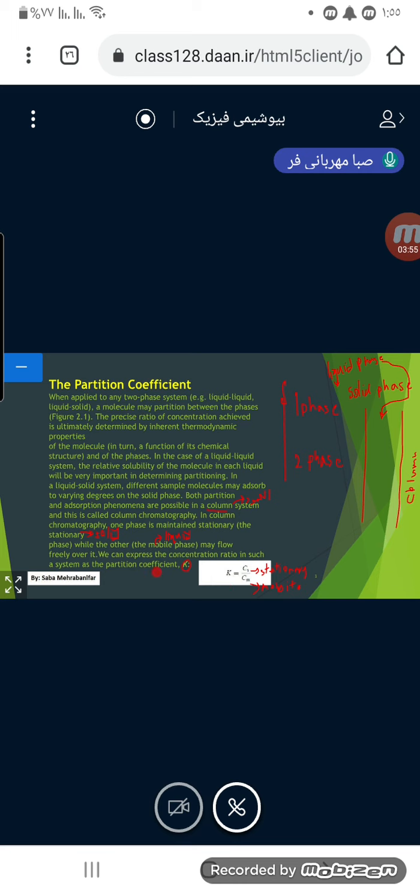K is the partition coefficient. Partition coefficient is equal to the concentration in the stationary part over the concentration in the mobile part.